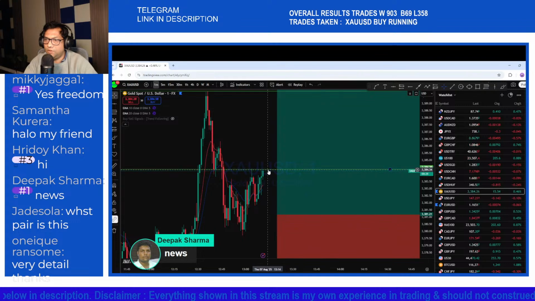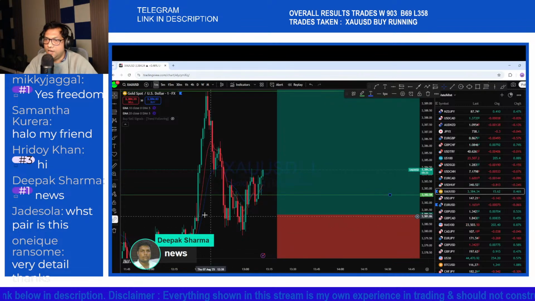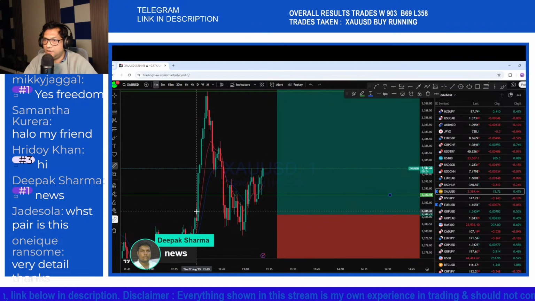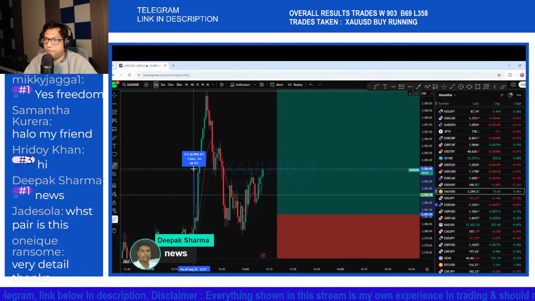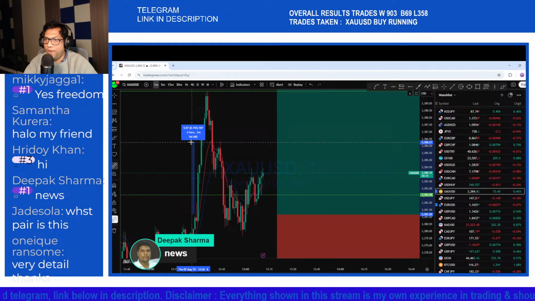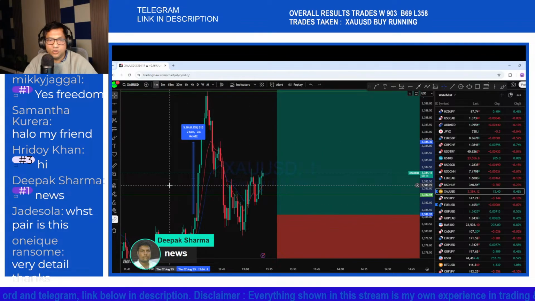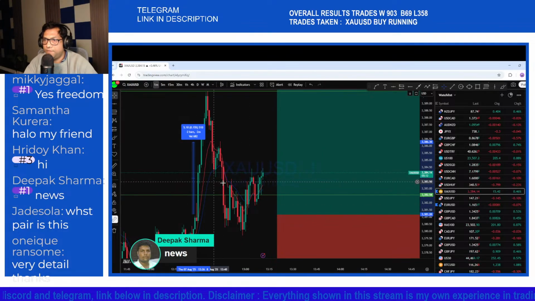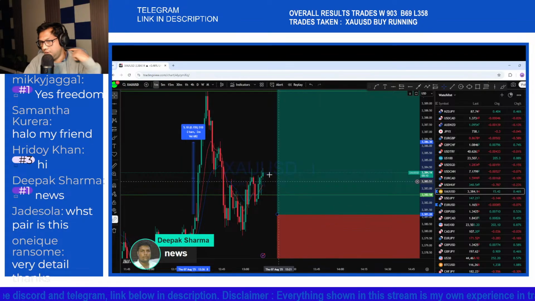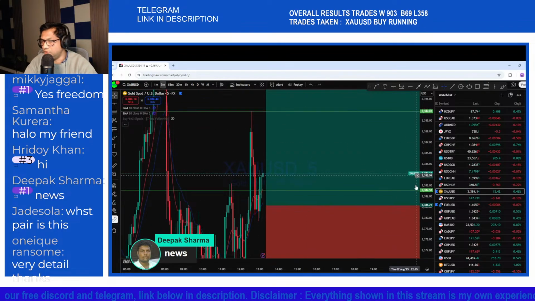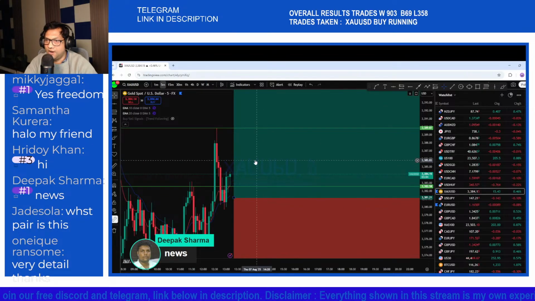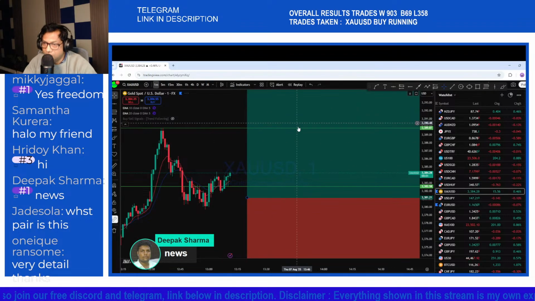Crossing that level that you can see, 31 pip up currently, expecting to go back to 51 pip potentially to take the profit. And I'm still holding on to that. The possibility to go back up is still higher, so I'm still on the trade.